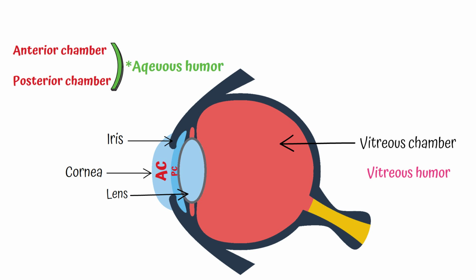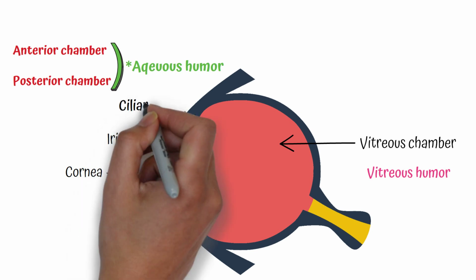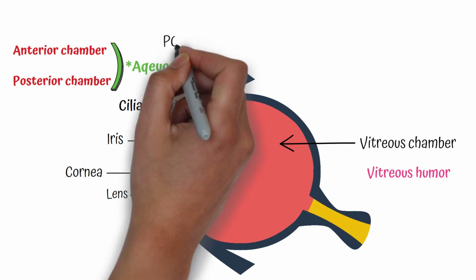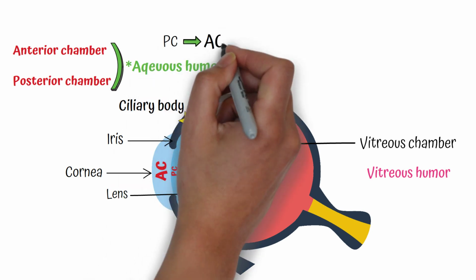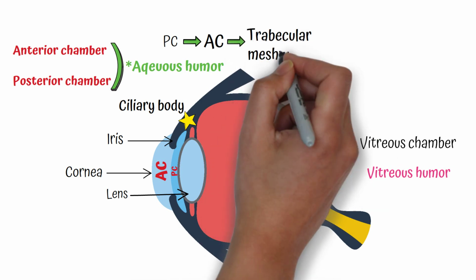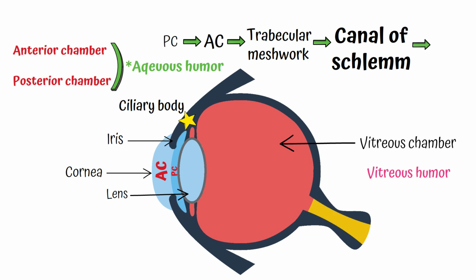Aqueous humor is a fluid that is produced by the ciliary body of the iris. It circulates around the iris from the posterior chamber to the anterior chamber of the eye and drains through the trabecular meshwork into the blood through the canal of Schlemm. Once it reaches the blood, it gets reabsorbed into the body.